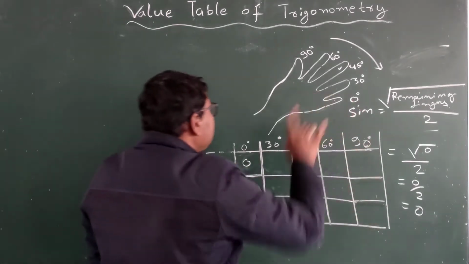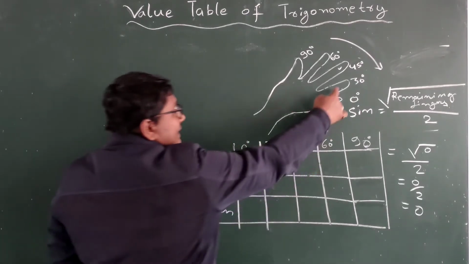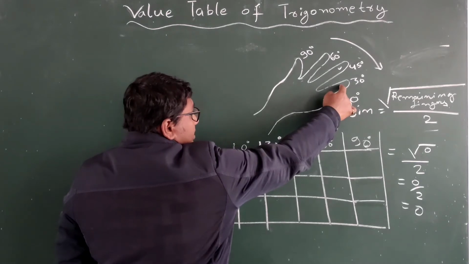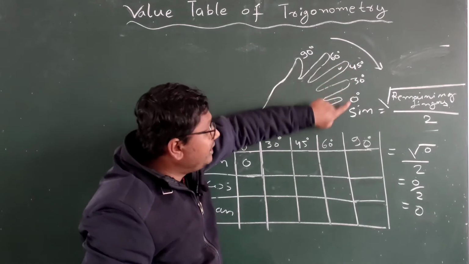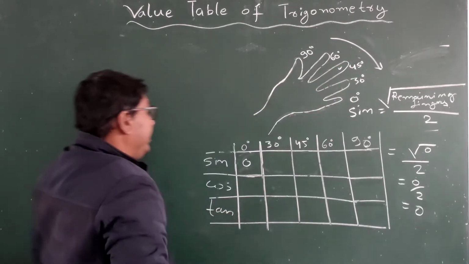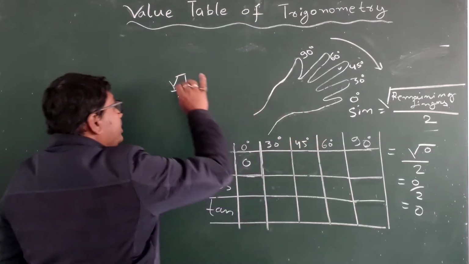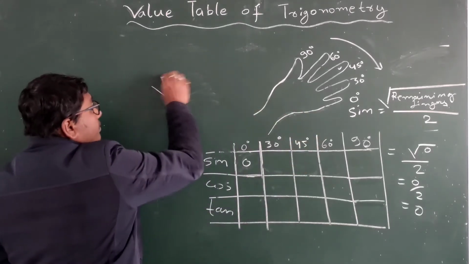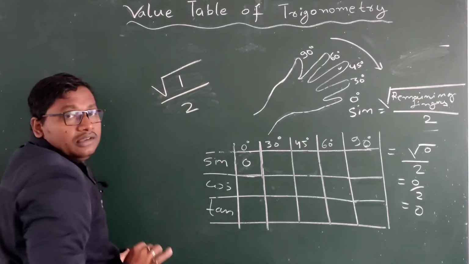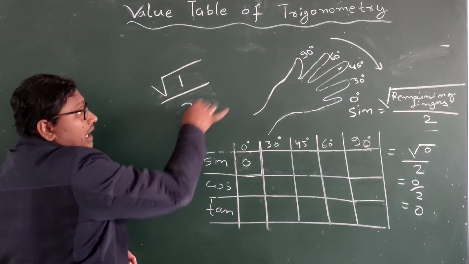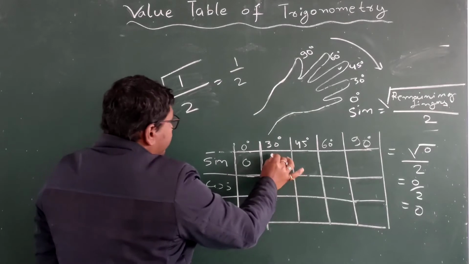Again, you see, using the same formula, sine 30 degree this time. For sine 30 degree, this will be 30 degree. After this finger, how many fingers are left? After this finger, there is only one finger here. So we can write root under 1 by 2, because it is the square root of remaining fingers divided by 2. The remaining fingers is here 1. So root under 1 by 2, and the square root of 1 is 1 only. So we can write 1 by 2.